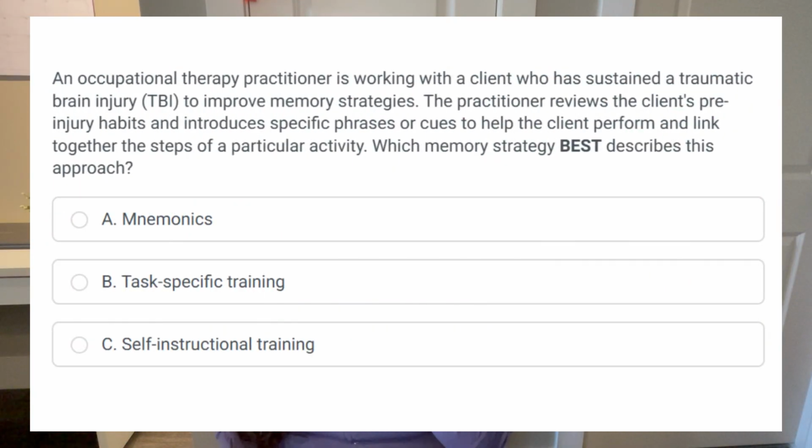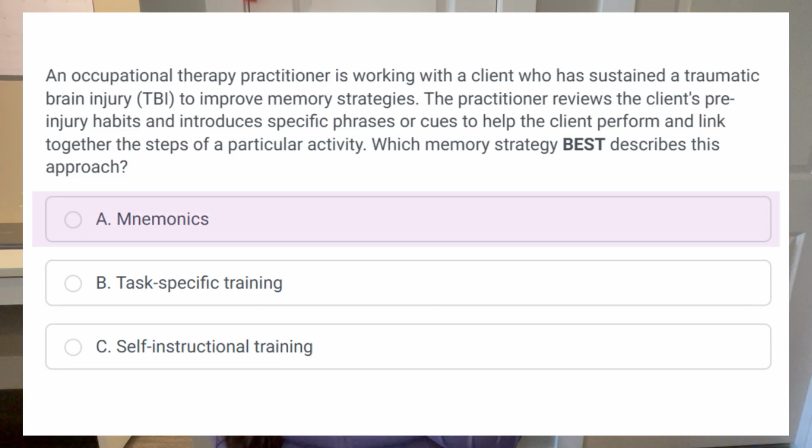Okay, question number 2. An OT practitioner is working with a client who has a sustained traumatic brain injury, or a TBI, to improve memory strategies. The practitioner reviews the client's pre injury habits and introduces specific phrases or cues to help the client perform and link together the steps of a particular activity. Which memory strategy best describes this approach?